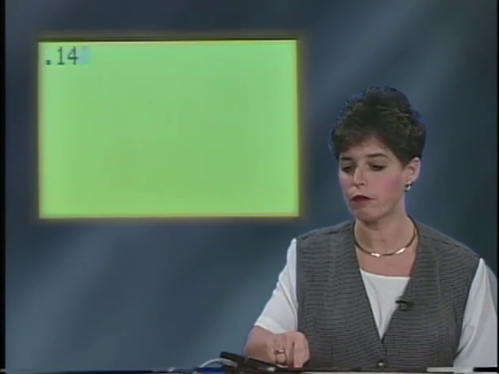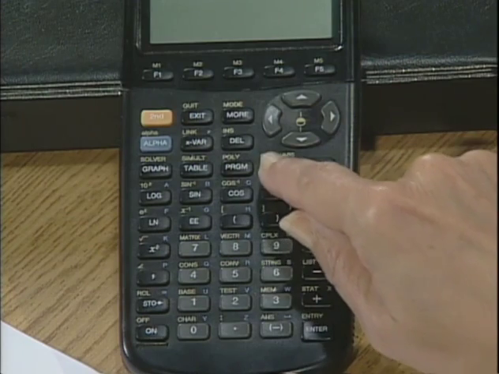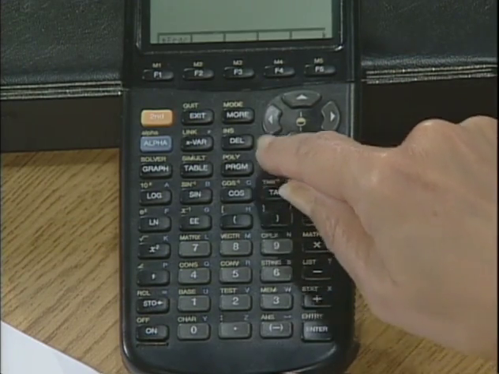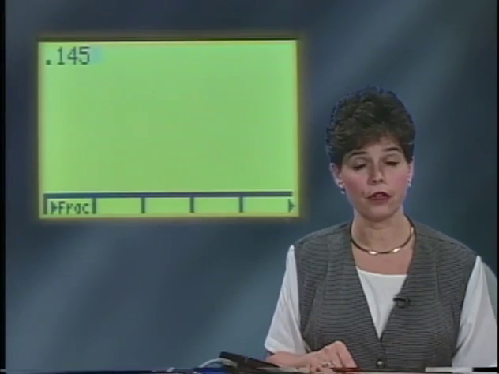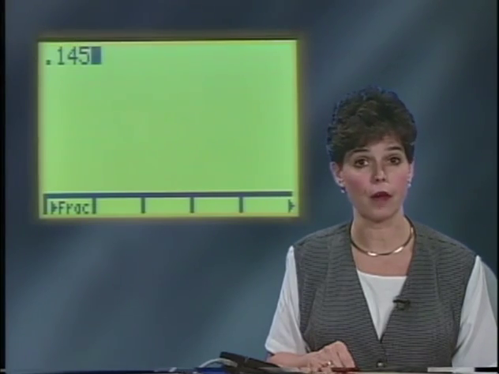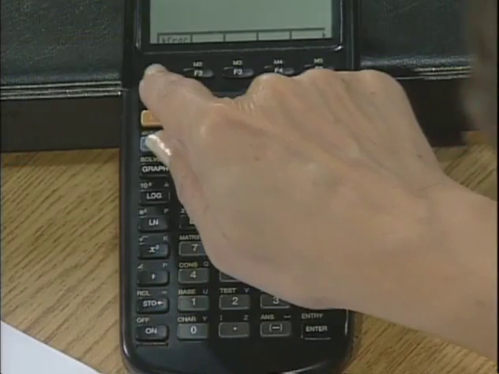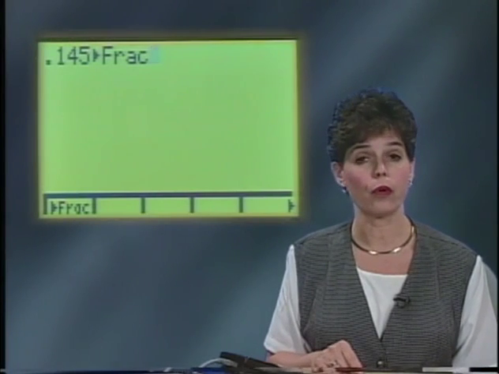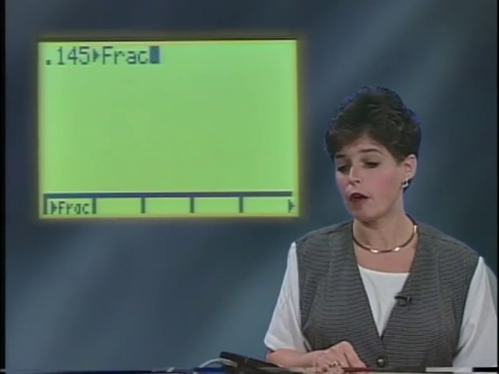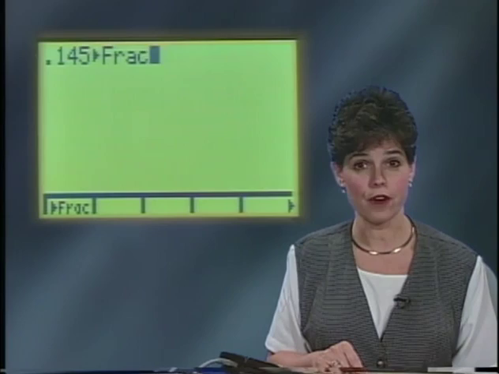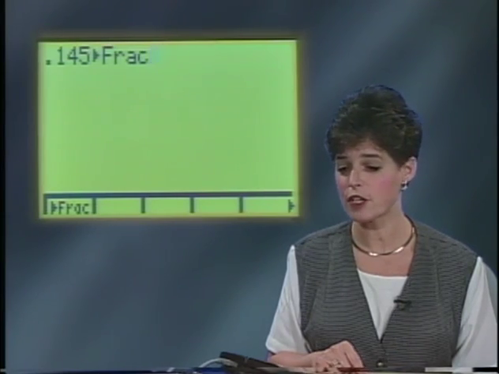Let's type in a problem that I'd like to change into a fraction. How about 0.145? Okay, I'd like to get that decimal changed into a fraction, so let's now go to our custom menu right here. And you'll notice that in your custom menu is the 2 frac option. So press F1. Now it says 0.145 arrow frac. That means that 0.145 will be changed into a fraction.